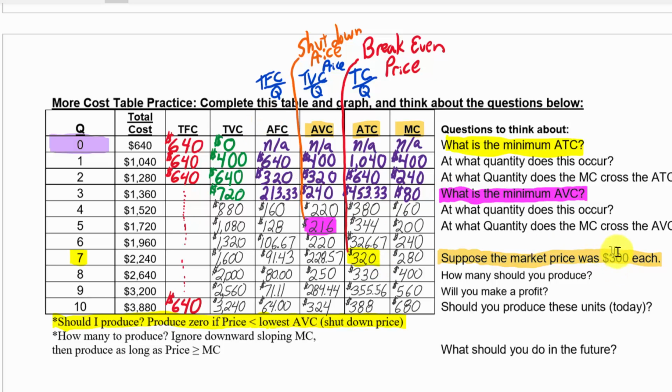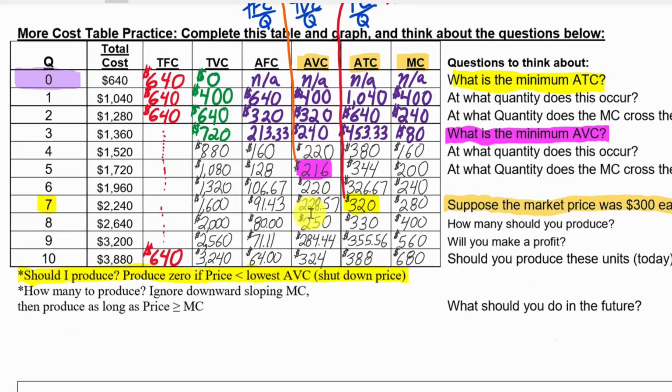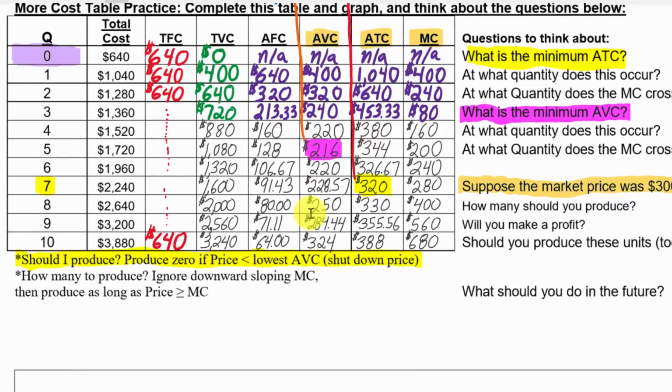Second, is the $300 below the shutdown price? No. So they should not actually shut down and produce zero. They should produce, but they're still going to lose money. But the point is, by producing, they will lose less than $640, which is kind of that fallback position. If they don't produce anything at all, they have to still pay the fixed costs of $640. So let's see what would happen if they produced and the price was $300 a piece.